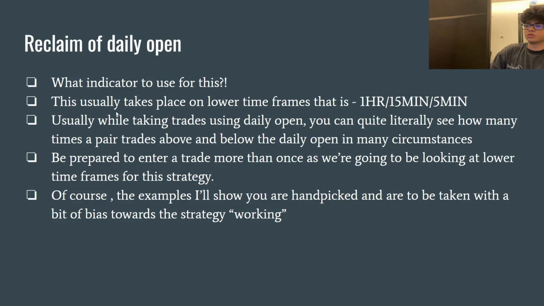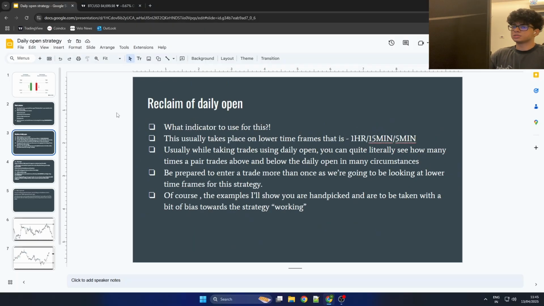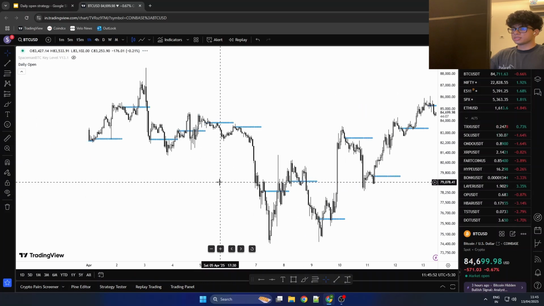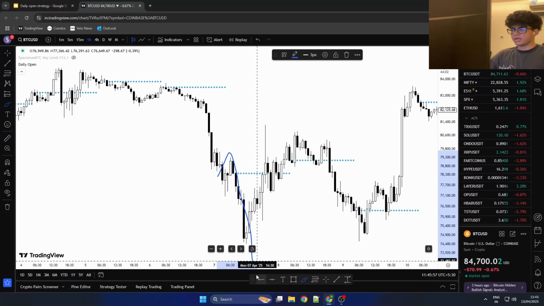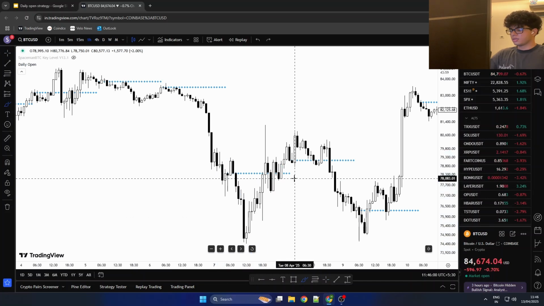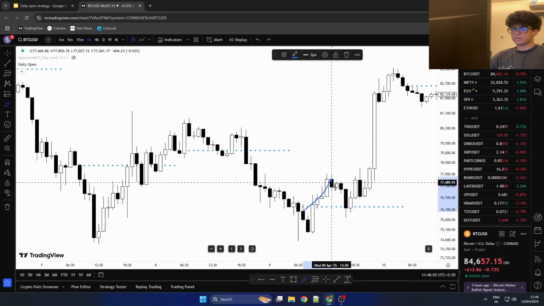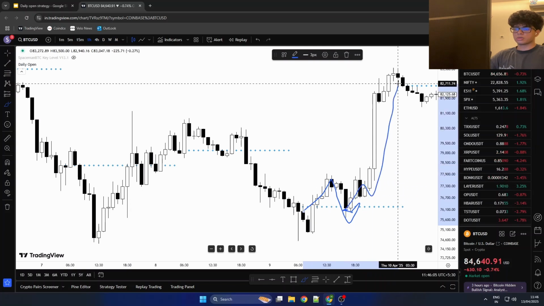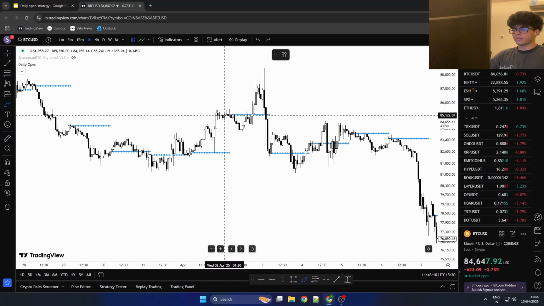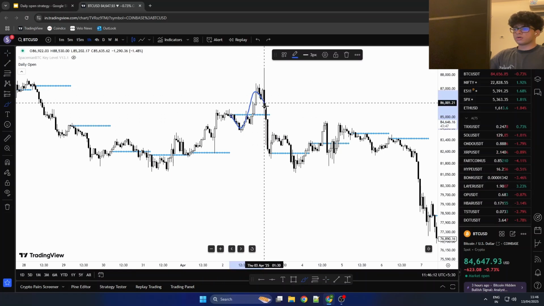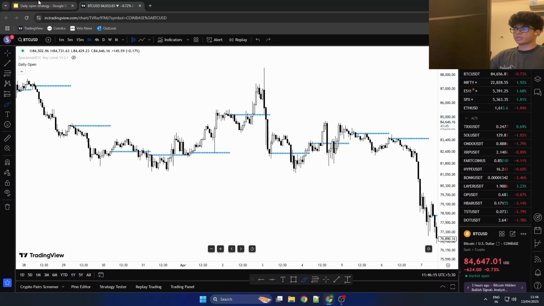Usually, while taking trades using daily open, you can quite literally see how many times a pair trades above and below the daily open in many circumstances. So, for example, this is the daily open, right? It goes above, it also goes below, and then let's look at this. It goes above, goes below here, goes above, and goes like this. So it's very unpredictable. Like for example, here as well. For now, we opened here, goes above, goes below, then above, then again goes below.